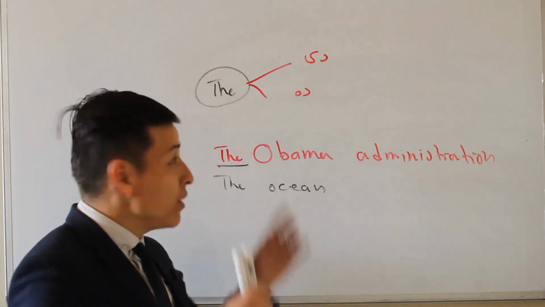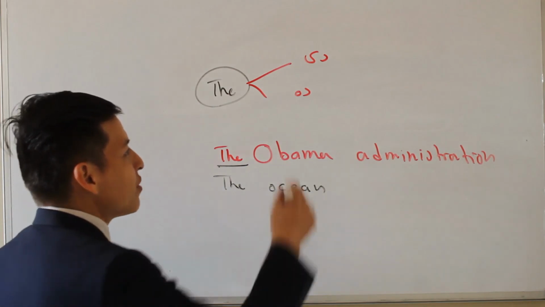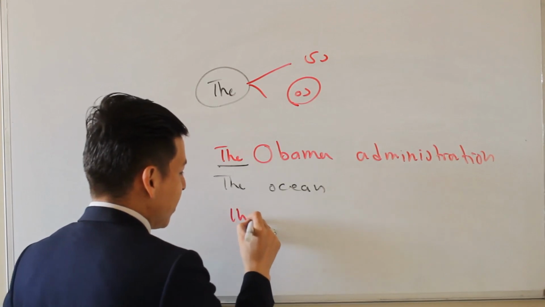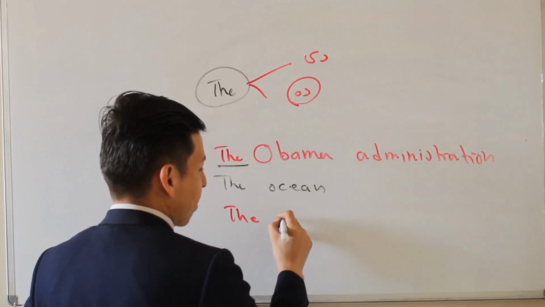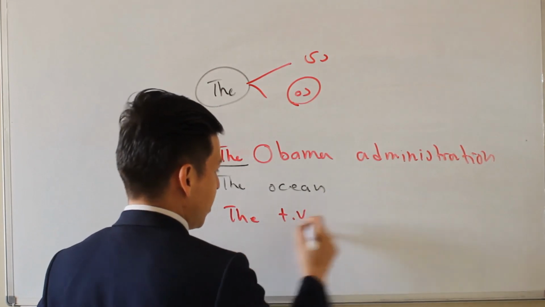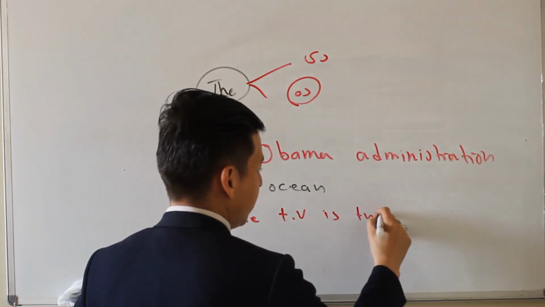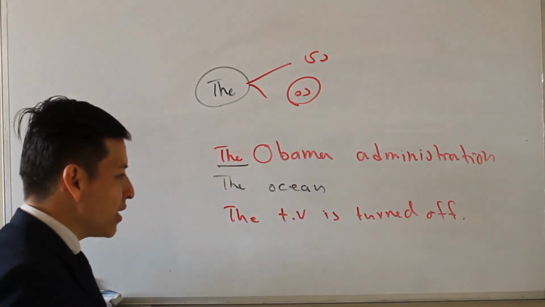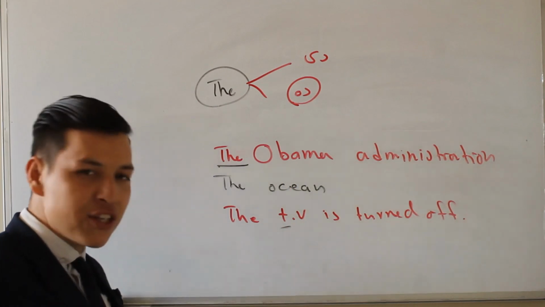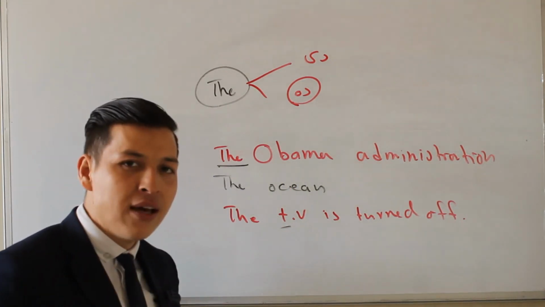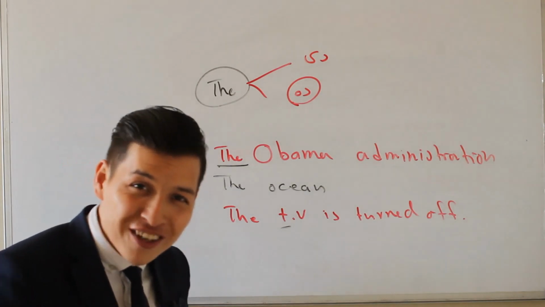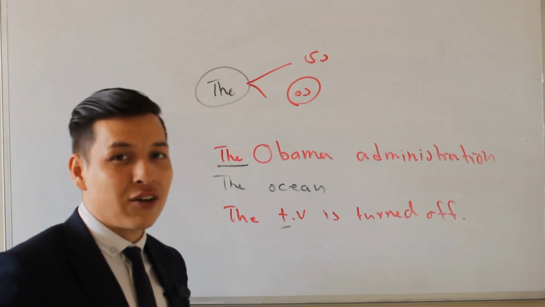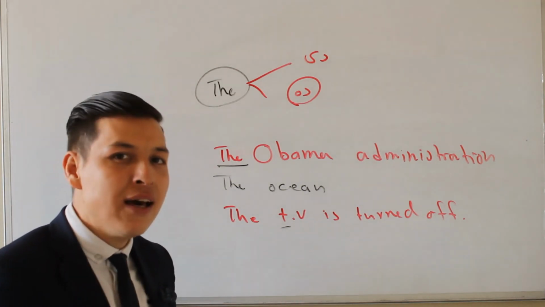So now let's talk about "the" before consonants. When do we pronounce it "thuh"? When our word starts with a consonant. For example, I say the TV: the TV is turned off. Here we say the TV or the television; the television is turned off. Because it starts with a consonant letter, we pronounce it "thuh", not "thee". We cannot say "thee TV".